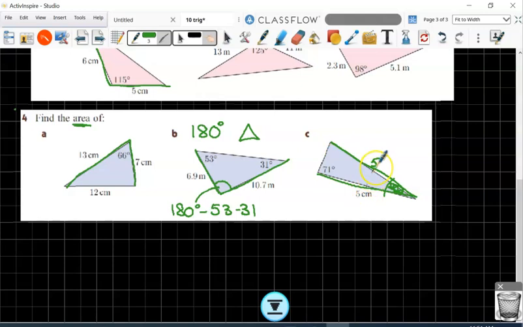Isosceles triangle. The 2 lengths are the same. What else are the same? The 2 bottom angles. So if that's 71, well, that's 71. Does that mean you can then find that's 180 degrees in a triangle again?